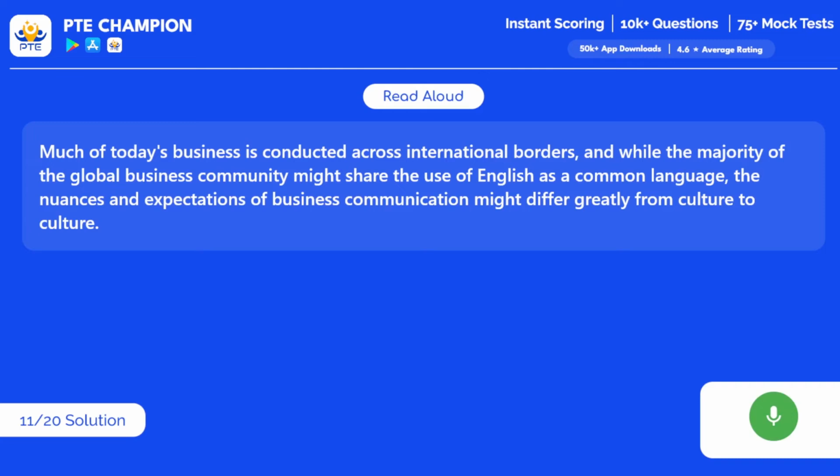Much of today's business is conducted across international borders, and while the majority of the global business community might share the use of English as a common language, the nuances and expectations of business communication might differ greatly from culture to culture.